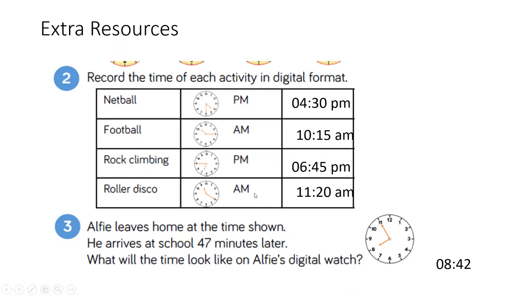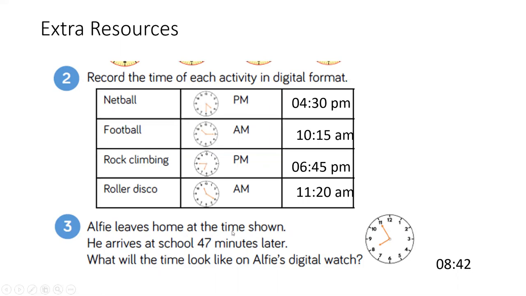Roller disco is in the morning. And here we've got the hour hand first. And we're traveling from the 11 to the 12. So it's 11. How many minutes past? It's 5, 10, 15, 20 minutes past 11. And that's a.m. So in a 24-hour, you'd just write 11:20.